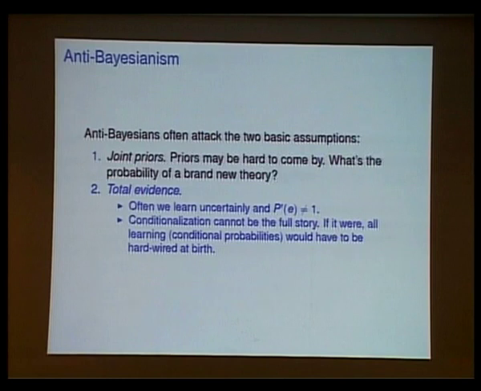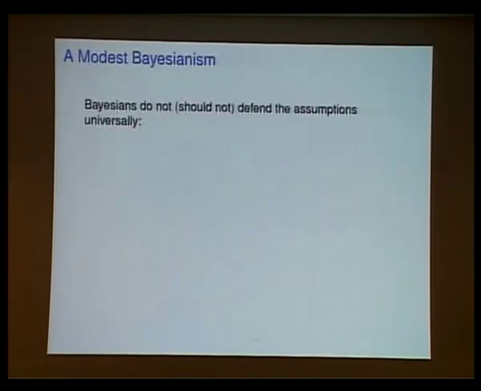Well, as far as total evidence goes, at least part of the story is already told, that we can do Jeffrey conditionalization. We don't require total evidence. We don't require to probabilize one or another.